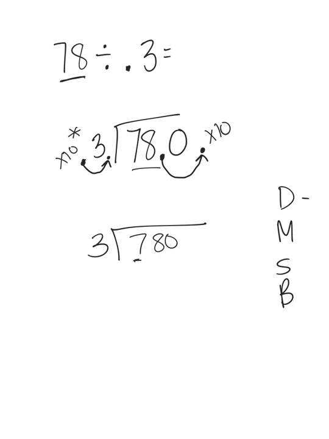3 goes into 7, it does. Well, I know that it goes in there 2 times. After we divide, we multiply. 2 times 3 is 6. After we multiply, we subtract. 7 minus 6 is 1, and then bring down my 8.